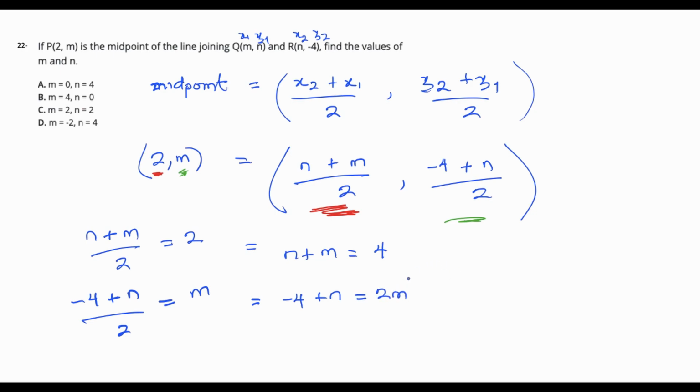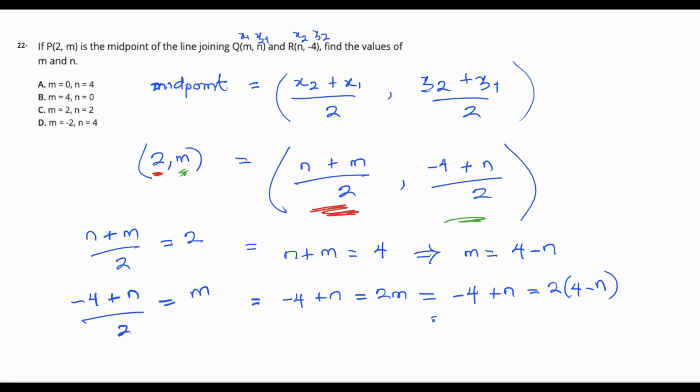Now, this is a simultaneous equation problem. We can get our solutions by substituting, by finding the value of maybe m in this first equation. So if we do that, we have that m is equal to 4 minus n. Now that we have this, we can substitute this into the second equation and solve for n. If we substitute 4 minus n for m in this equation, we'll have that minus 4 plus n equals 4 minus n.